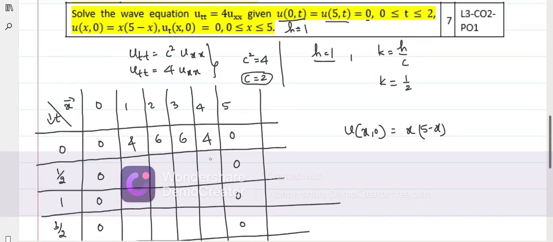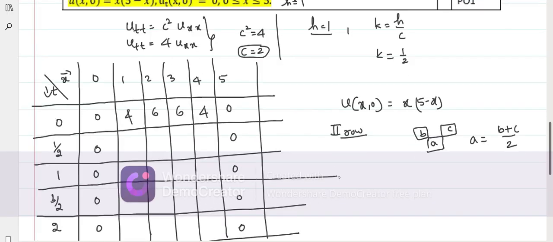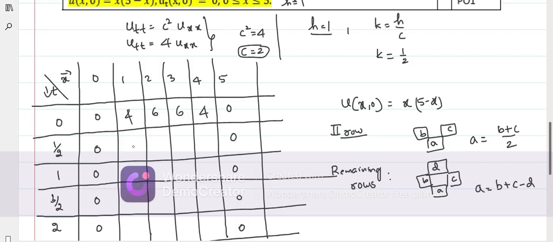And in the wave equation, we have two formulas: one for the second row and one for the remaining rows. For the second row, a equal to b plus c divided by 2. For the remaining rows, we have a, b, c and d, and the formula is a equal to b plus c minus d. For the second row, just take the average of the diagonal blocks.